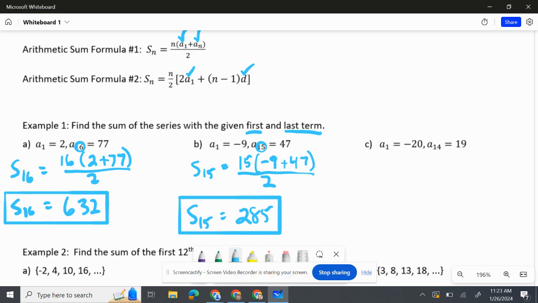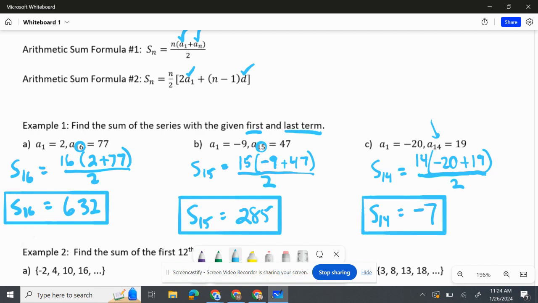For letter C, we're going to do the same thing. We're finding the sum of 14 terms because our last term is 14. And that would be 14, and then in parentheses, -20 plus 19. And then we're going to divide it by 2. And that right there gives us a sum of -7.